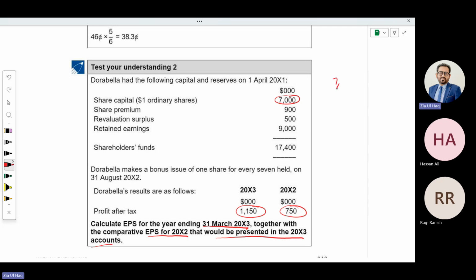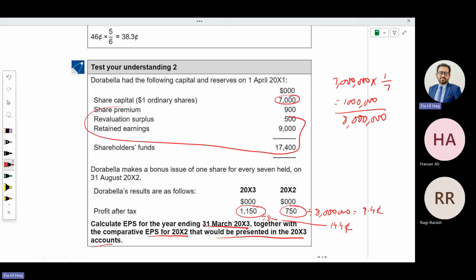So already they were having how much? 7 million, they issue 1 for 7. How much more do they issue? 1 million more. So altogether, 8 million shares. So 750 divided by 8 million is equal to what? 9.4 cent. Yeah. And divided by 8 million, 14.4%. Don't be confused by this data. Earnings divided by the weighted average number of shares. And this is a bonus issue, so not proportionate from 31st August on.